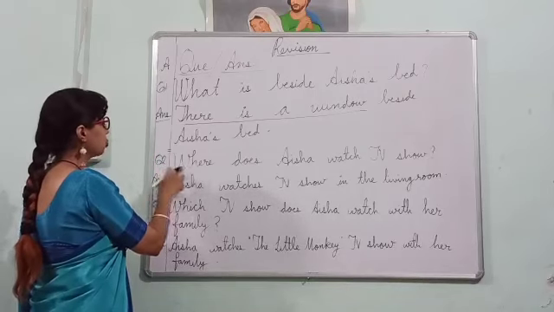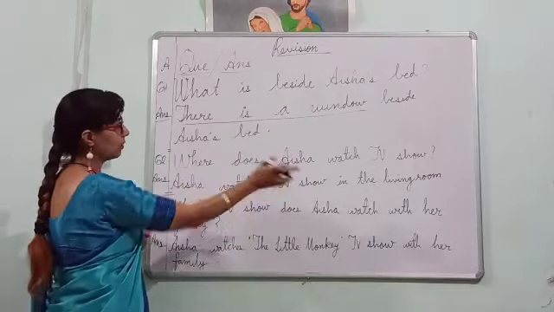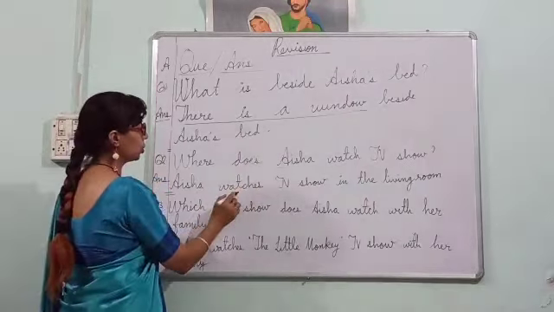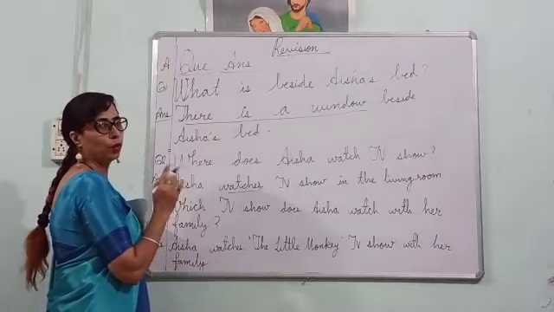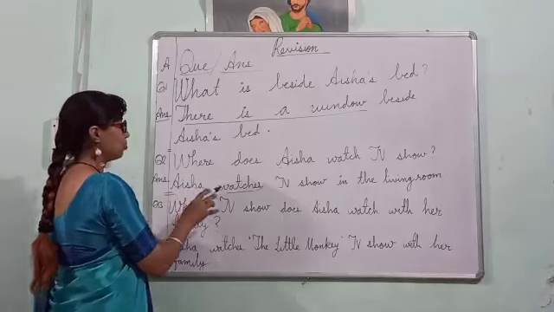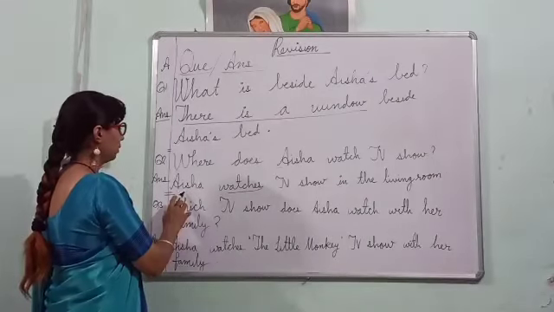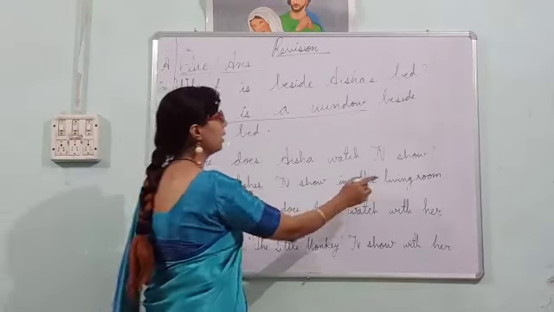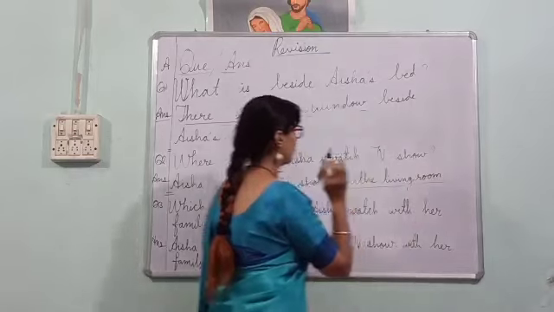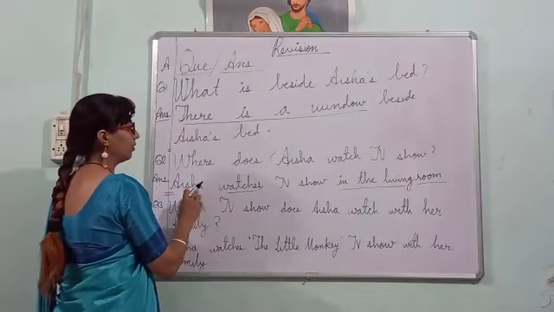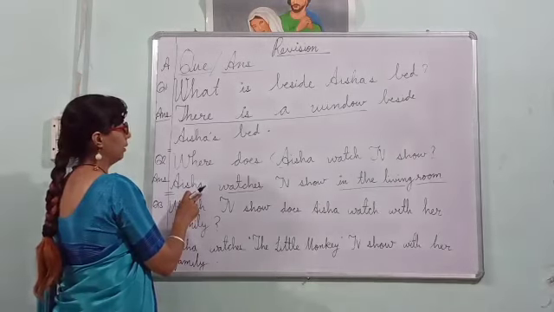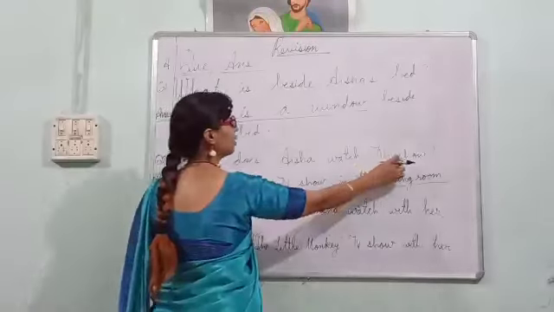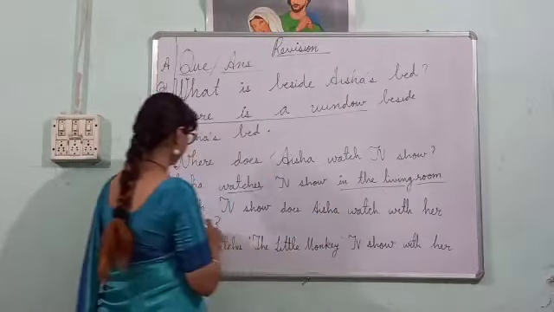Okay, now question number two. Where does Aisha watch TV show? So, you have to write from here. Aisha watches. In place of watch, you have to write watches. You have to write watches in the answer. Aisha watches the TV show in the living room. You have to learn only this part. From here, you have to write in the answer.